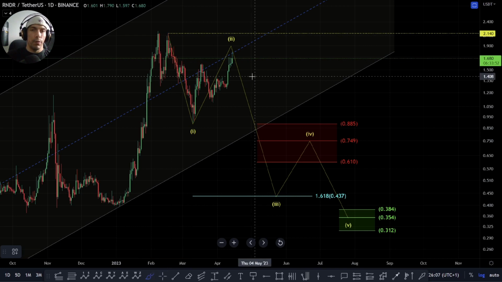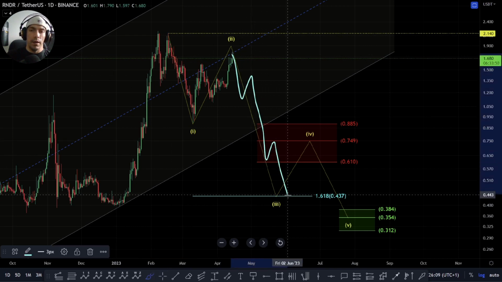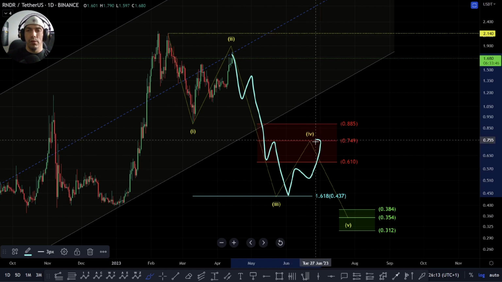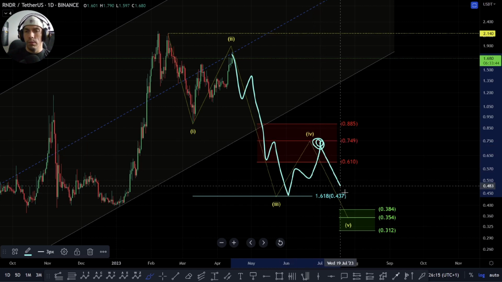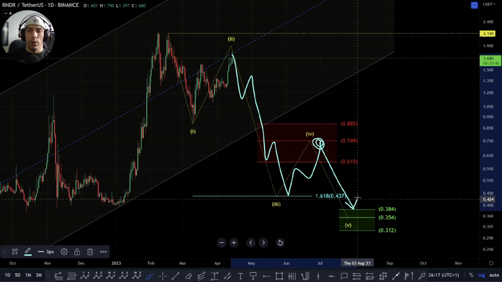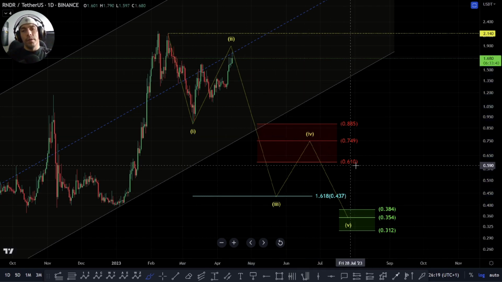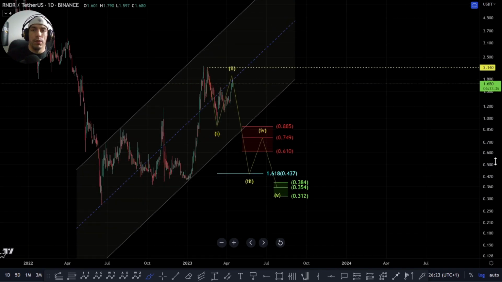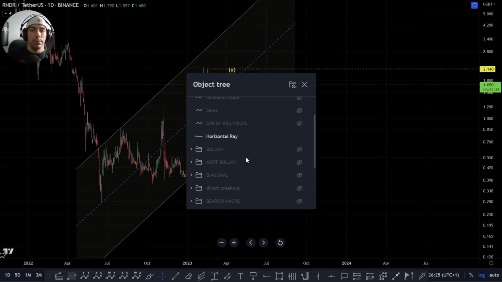If we do actually break down in this manner as a bigger 5-wave move, what we'd have to be on the lookout for would be a 3-wave structure to the upside, potentially looking for a rejection and then looking for continuation to the downside. So this is what we need to just be aware of. There are always two sides to a coin, so we need to just be aware of both of these.